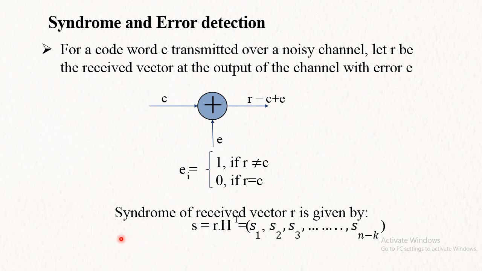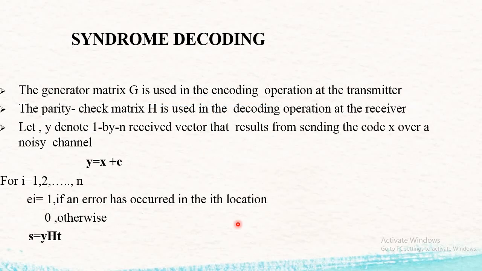The syndrome of a received vector R is given by, this is the formula for finding syndrome, that is S is equal to R into H transpose. Your R is a received code word, H transpose is a transpose of the H matrix or the parity matrix. Syndrome decoding: the generator matrix G is used in the encoding operations at the transmitter. The parity check matrix H is used in the decoding operation at the receiver.